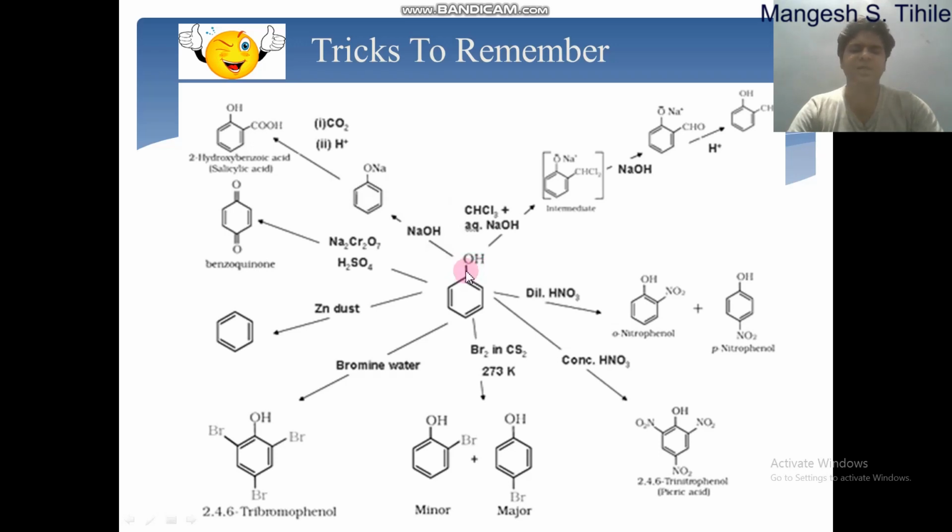Next reaction, that is Kolbe's reaction, and it is the most important reaction. If we do the reaction of a phenol with NaOH, the intermediate product we get is sodium phenoxide, which further reacts with carbon dioxide followed by hydrolysis. It results into the formation of salicylic acid, and the IUPAC name of salicylic acid is 2-hydroxybenzoic acid. So this product is commercially important in the field of pharmaceutical chemistry and medicinal chemistry.